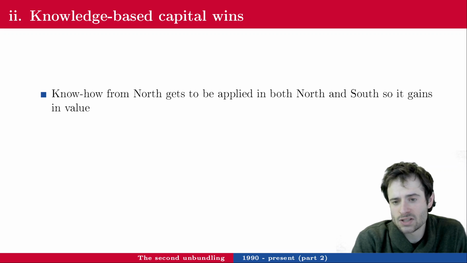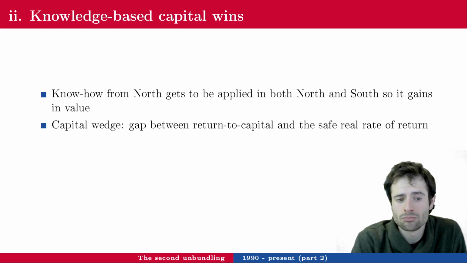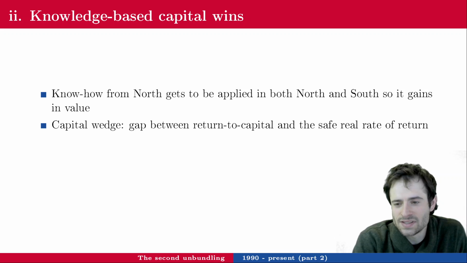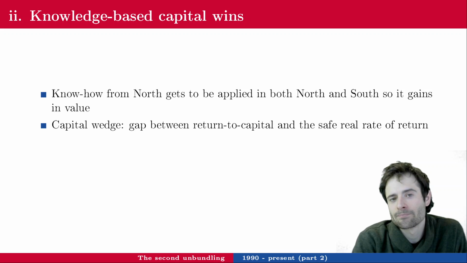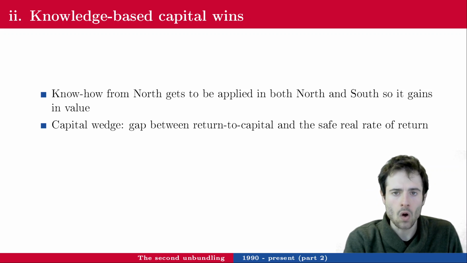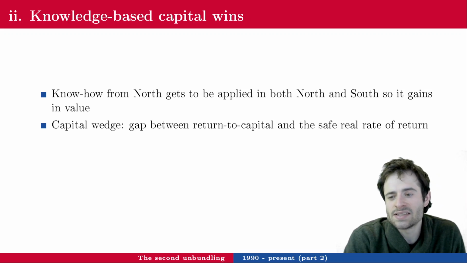The know-how from the North gets to be applied in both North and South. As we mentioned, knowledge spreads everywhere. Knowledge knows no boundaries. So the know-how gains in value, which means that the gap between the return to capital and the safe real rate of return is going to increase. Investing in capital, whether it's human or physical, although it can be risky, is also going to have higher yields than a safe real rate of return that you can find by just buying a government bond.